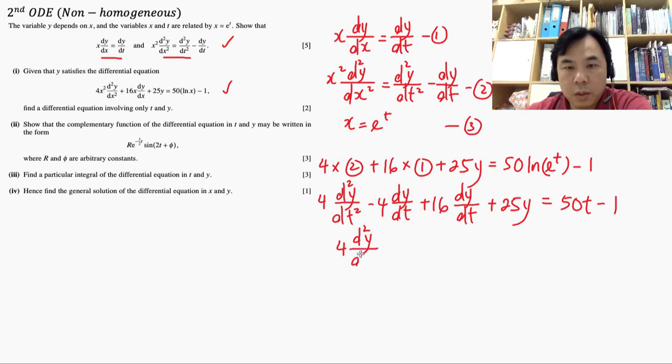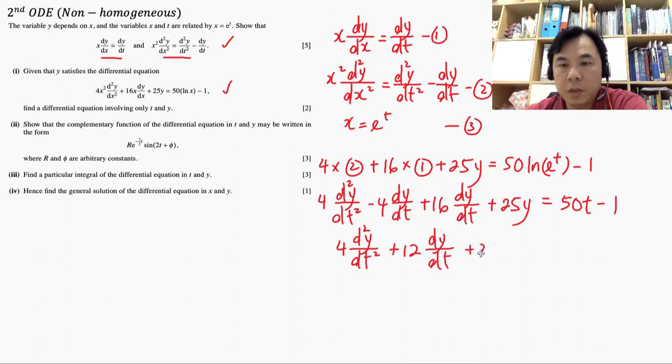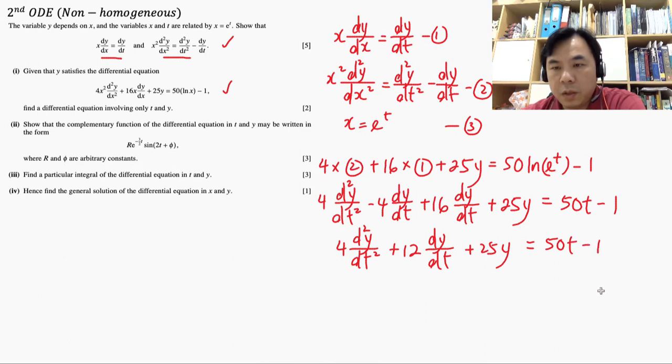So from here, if we try to simplify this, we have 4 d2y/dt squared plus 12 dy/dt plus 25y equal to 50(t minus 1). Now that will be our second order ordinary differential equation that represents y in terms of function t here.